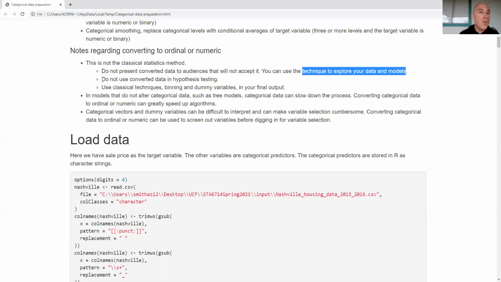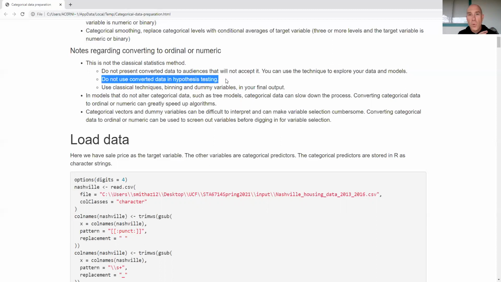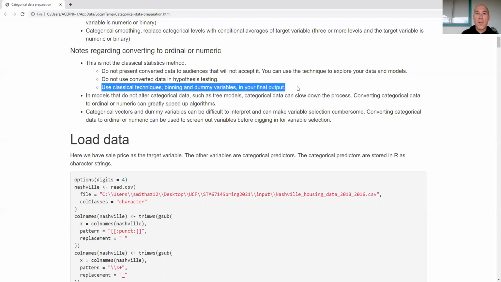All right, do not do this if you're going to be doing hypothesis testing. Absolutely do not use this for hypothesis testing. This will not work. And so if you need to do classical statistics, if you need to do hypothesis testing, if you have an older classically trained statistician as a supervisor, make sure you use dummy variables as your final output.